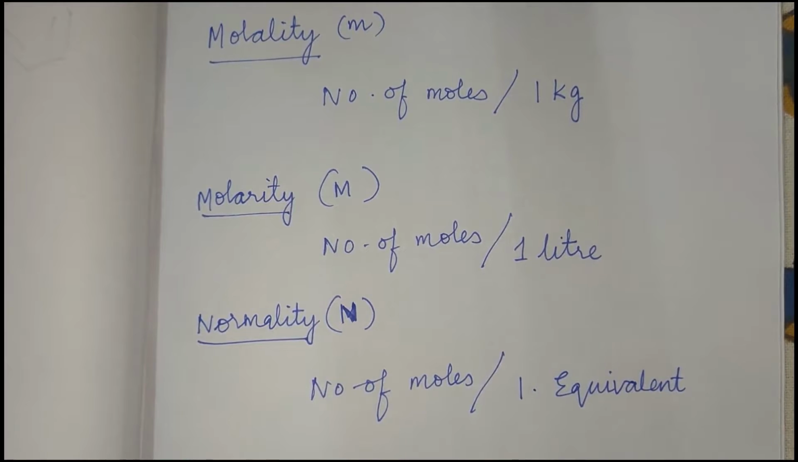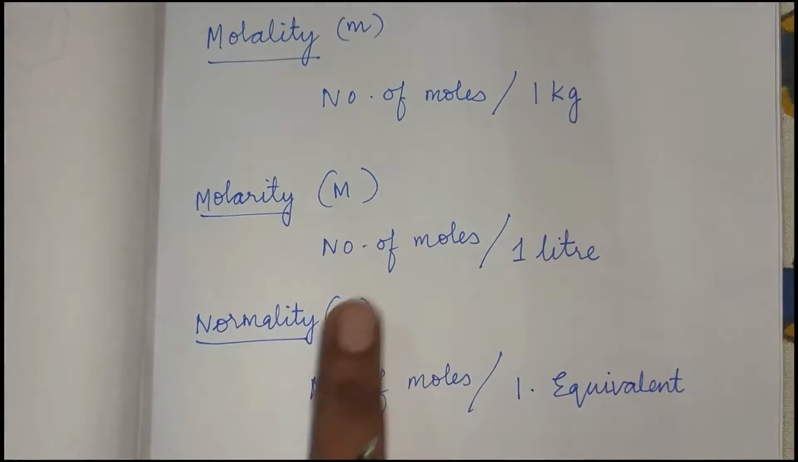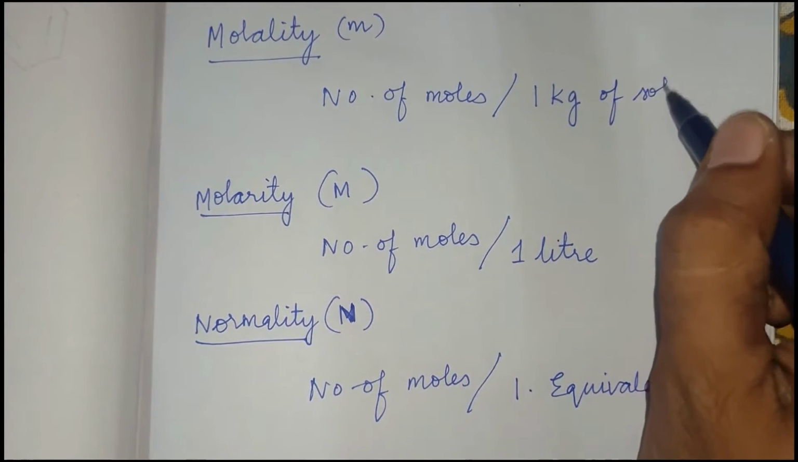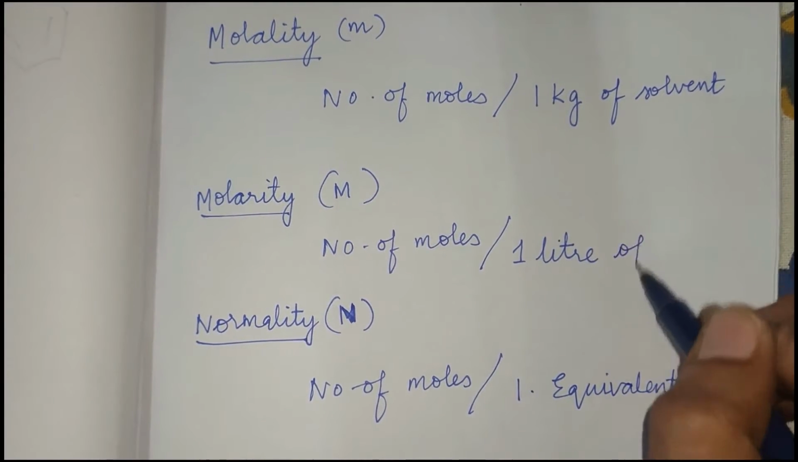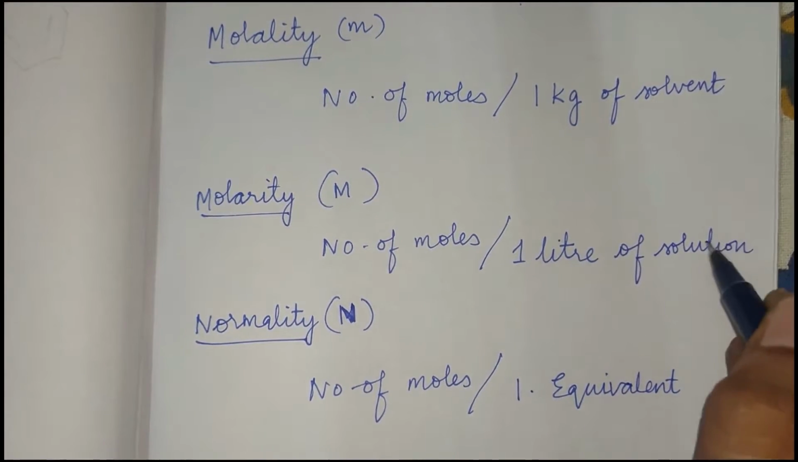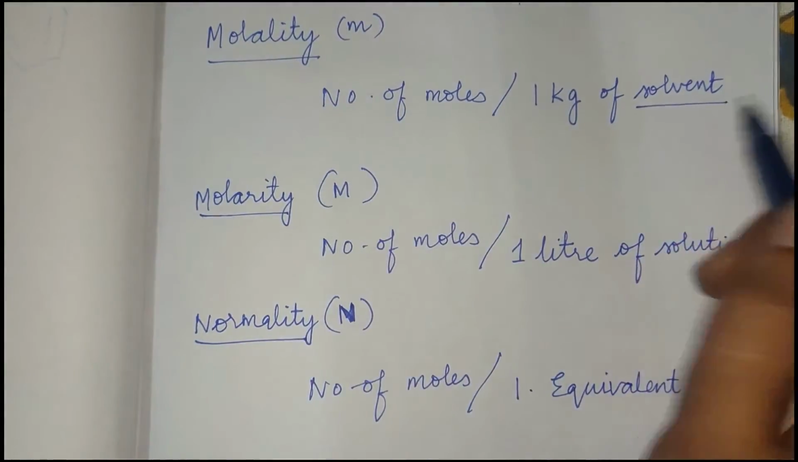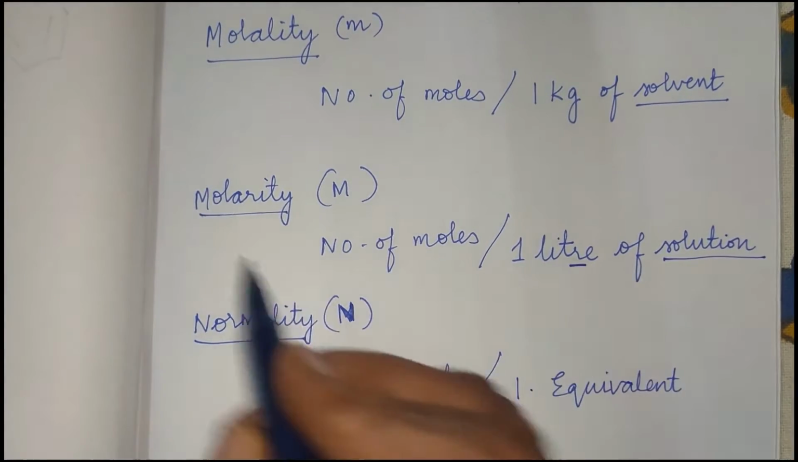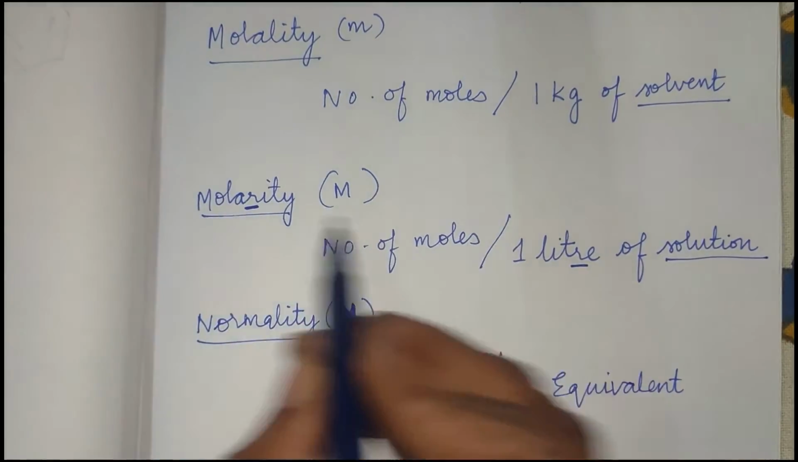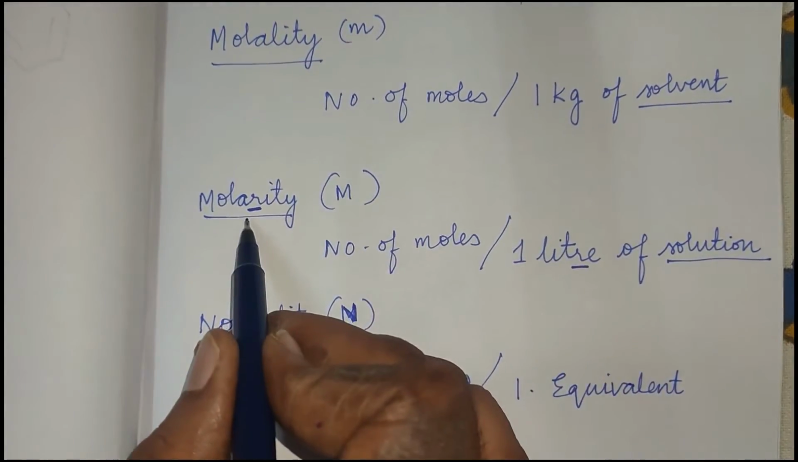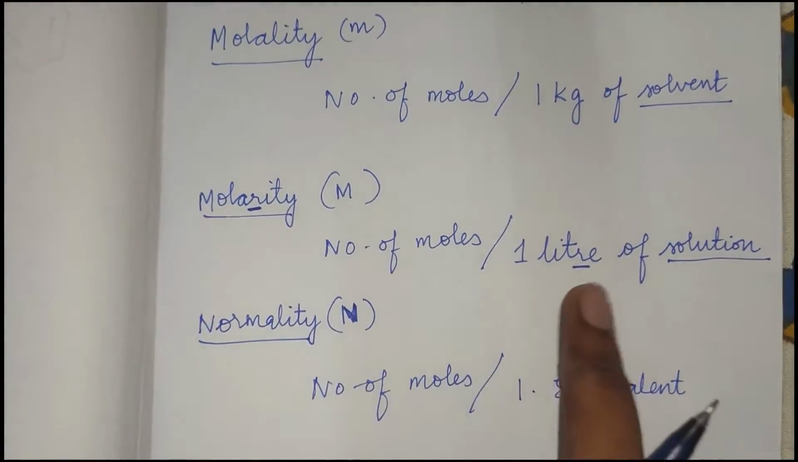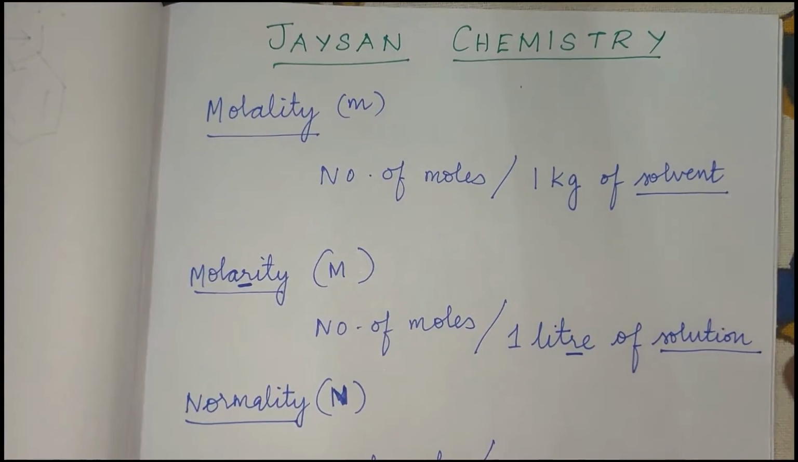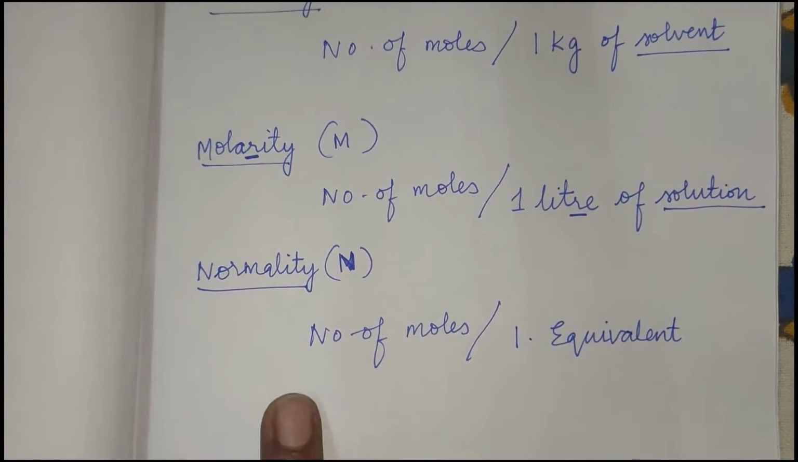Now the difference is, this is the number of moles in 1 kilogram, and this is in 1 liter. But you remember that it is 1 kilogram of solvent, and this is 1 liter of solution. So that you have to remember. This is the number of moles in 1 kilogram of solvent, and this is the number of moles in 1 liter of solution. Here you have L in liter, so this is molarity. Remember like that: liter, molarity. So molarity is the number of moles in 1 liter, whereas molality is the number of moles in 1 kilogram. Here it is going to be solvent, here it is going to be solution. Normality, number of moles in 1 equivalent.